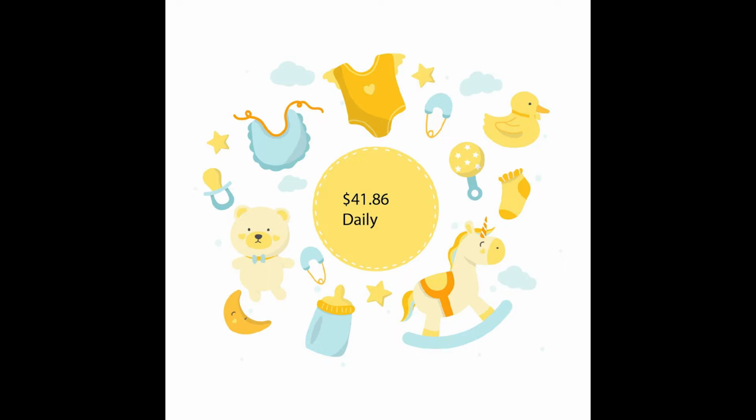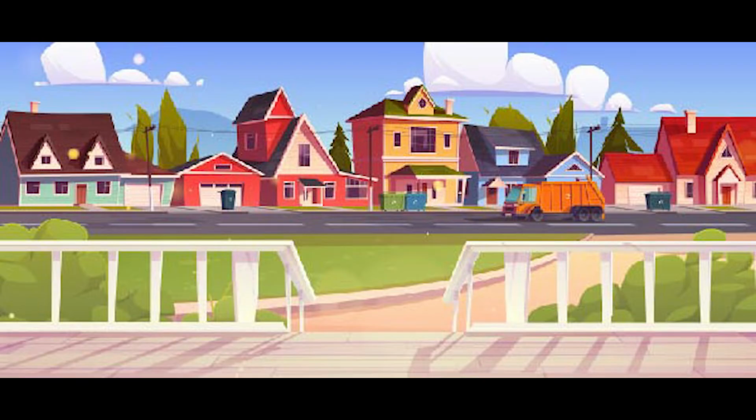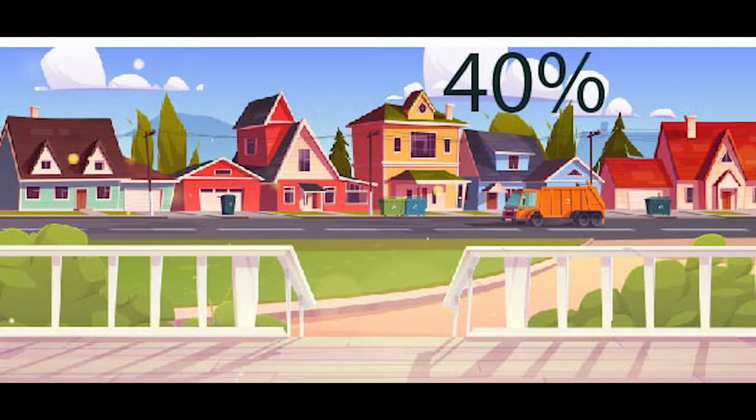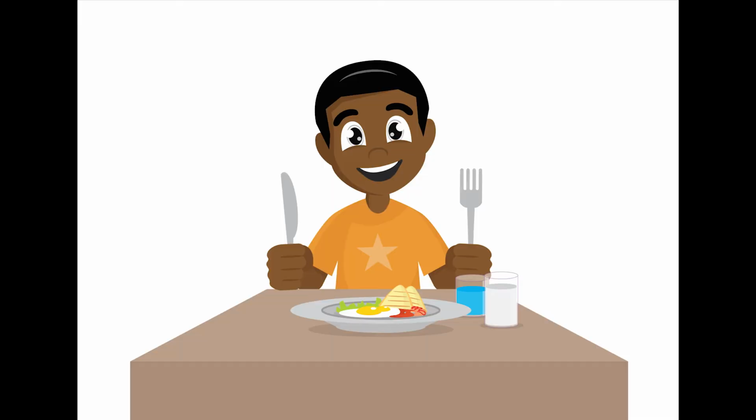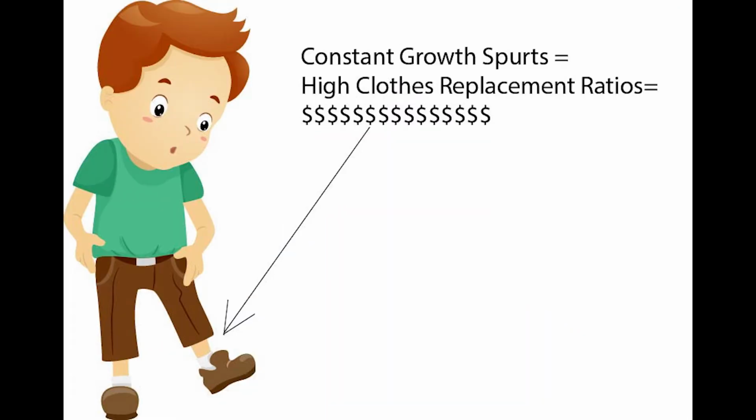Now, to be fair, the majority of the costs, approximately 40% of the cost of raising children, is going to revolve around housing. However, the next largest expense with raising children, about 30% of it, is going to be the cost of food. I'm sure that there are parents who can attest to this, especially if they have a house filled with boys that are randomly going through growth spurts.